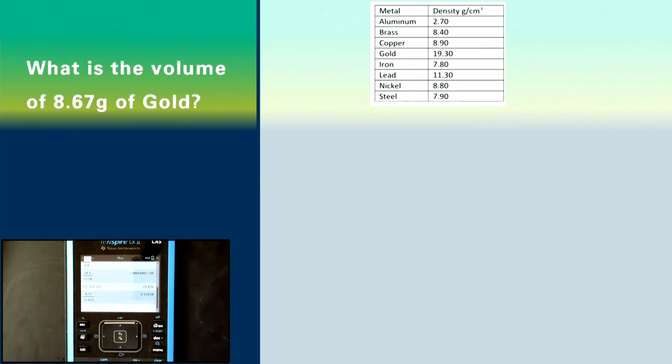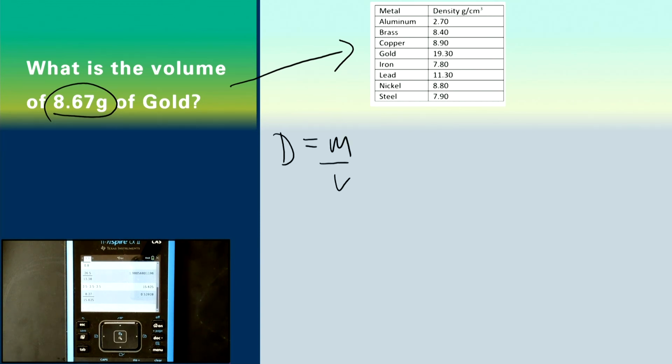So here we have a question where we have to find the volume of 8.67 grams of gold. You might read this question and go, well, I only have one number, I only have mass. But you also have access to a chart that gives you the density. So we know that density is equal to mass over volume.